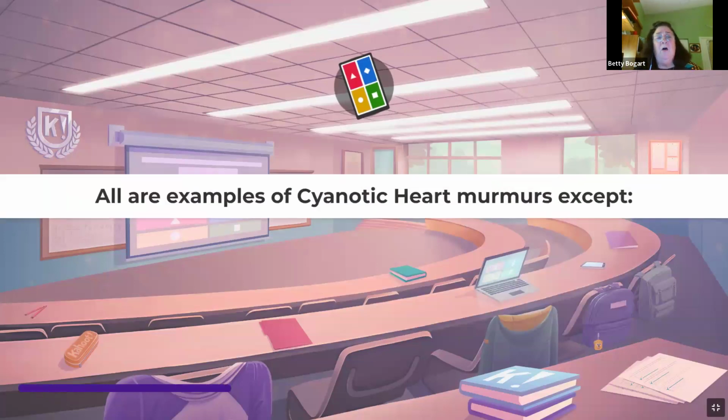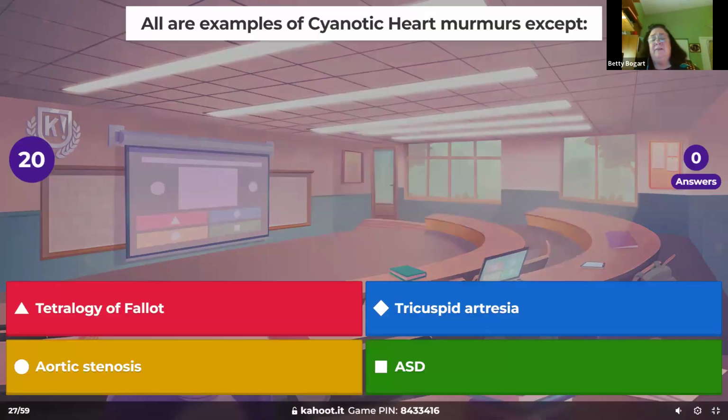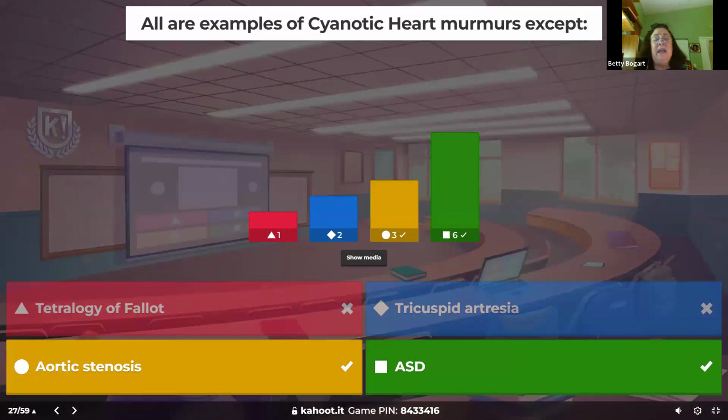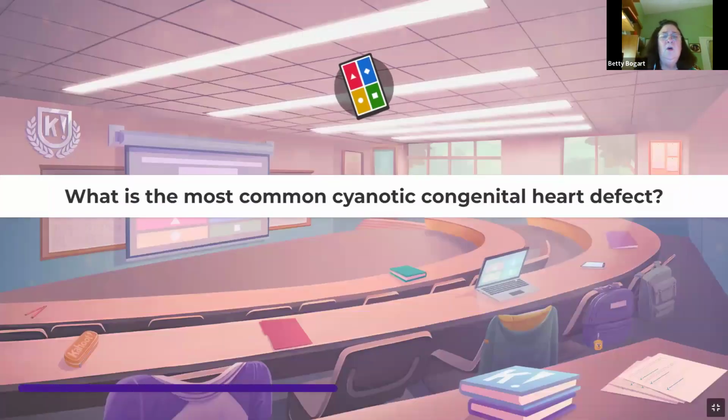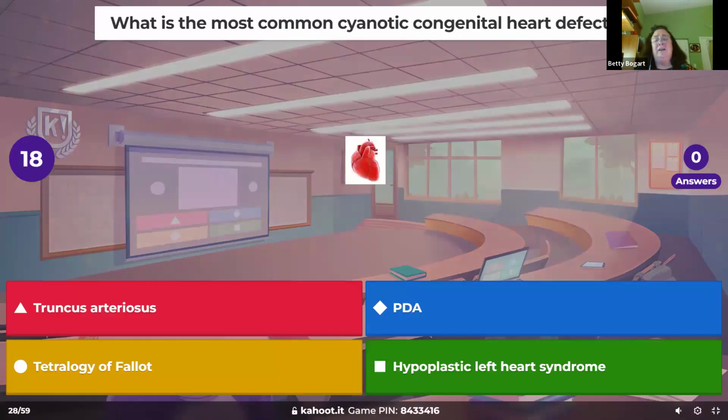Multi. All are examples of cyanotic heart murmurs except. When you look at atresia, you look at stenosis, they're either an absence, atresia, or a narrowing, a stenosis, and blood doesn't go through. Those are always cyanotic. When you talk about an ASD, blood flows through, right? But aortic stenosis, it's already gone through the lungs. So also, that's good. But that stenosis can also cause backup too. But you've still got proper oxygenation. What is the most common cyanotic congenital heart defect? It's the one I told you that you need to know about.